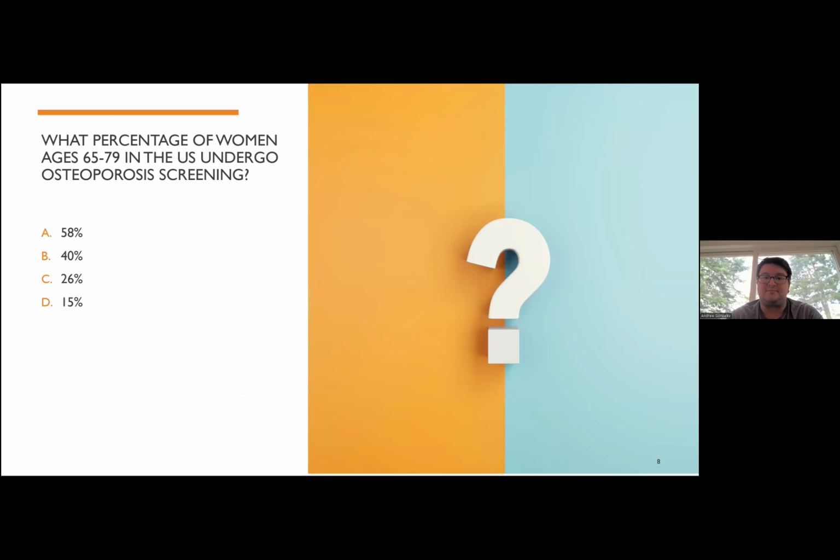This is a poll. If you can put in the chat, what percentage do you think of women from the ages of 65 to 79 actually undergo osteoporosis screening, given that we know now what the disease burden is.